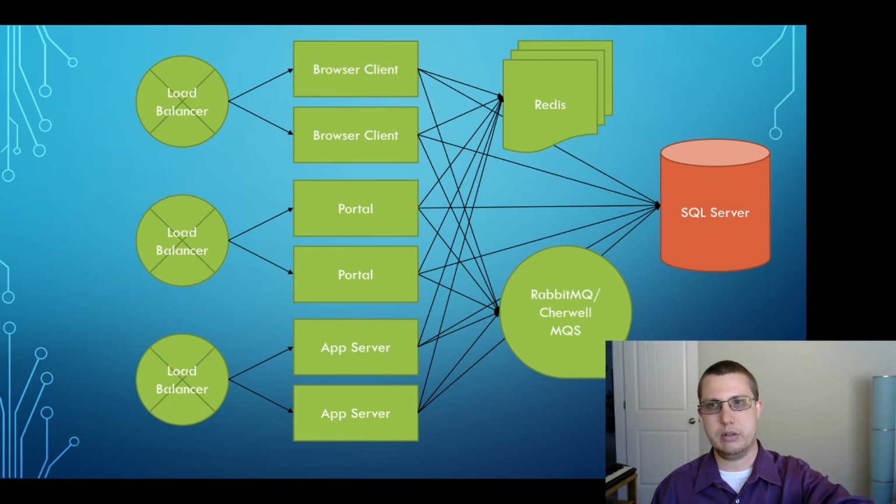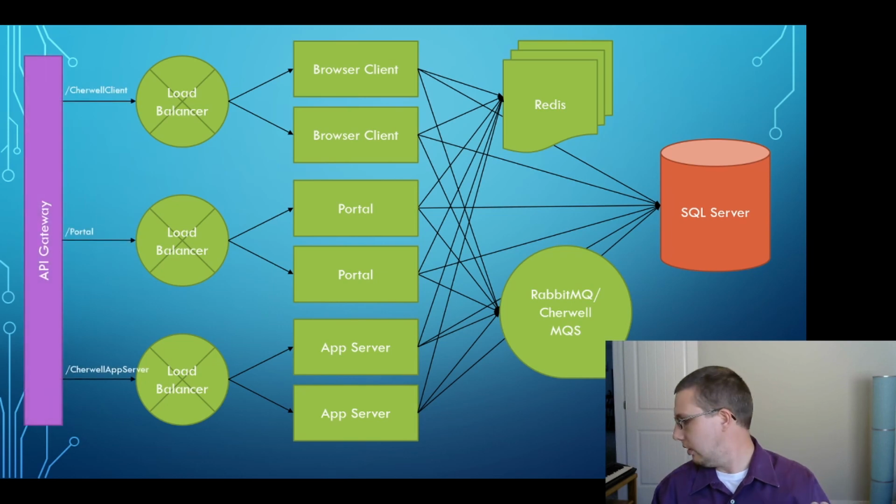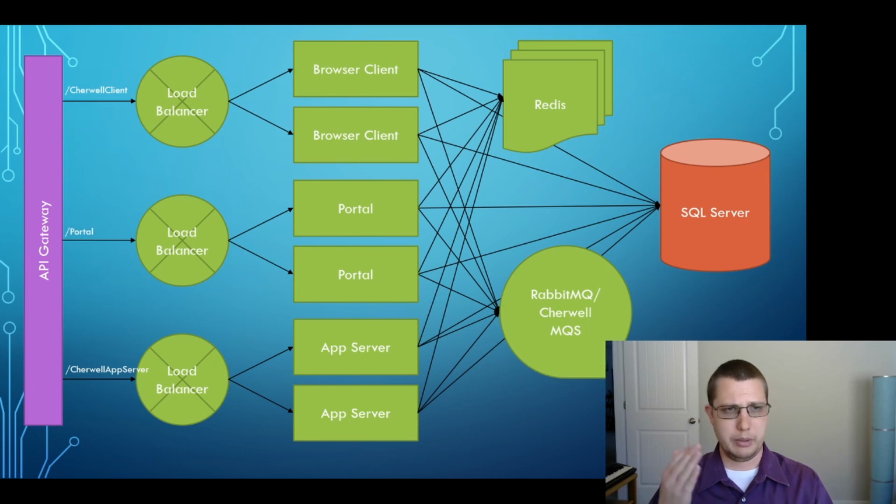But if you wanted to go that extra step and have 1 domain name, but still have this sort of network, so you can scale out the browser client, the portal, and the app server independently, you could introduce a piece of technology called an API gateway. Both AWS and Azure have this functionality. I'm not sure what you would do on-prem. You might be able to do it with Nginx. That would probably work. It's basically a reverse proxy, where certain paths get reverse proxied to different pieces of your environment.